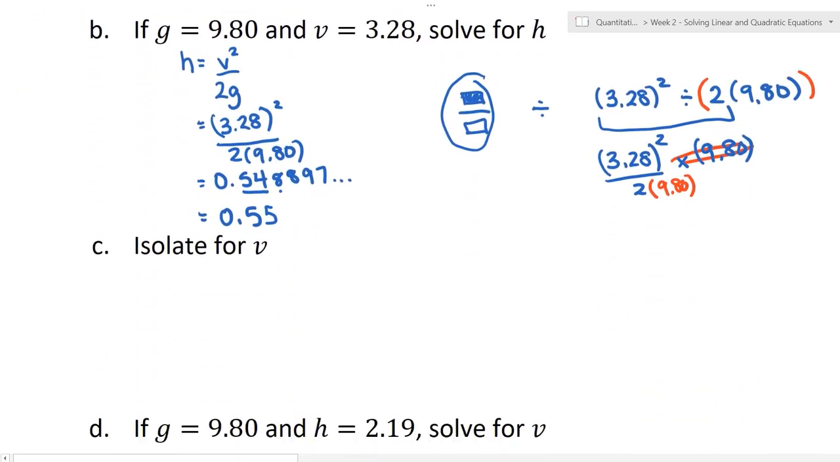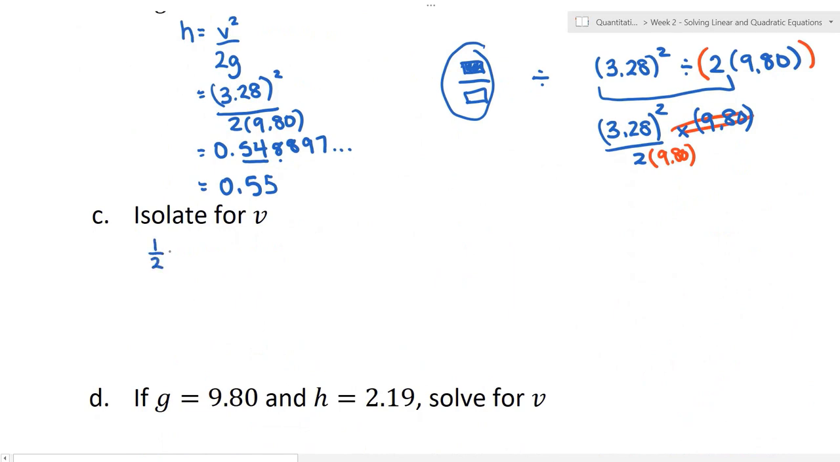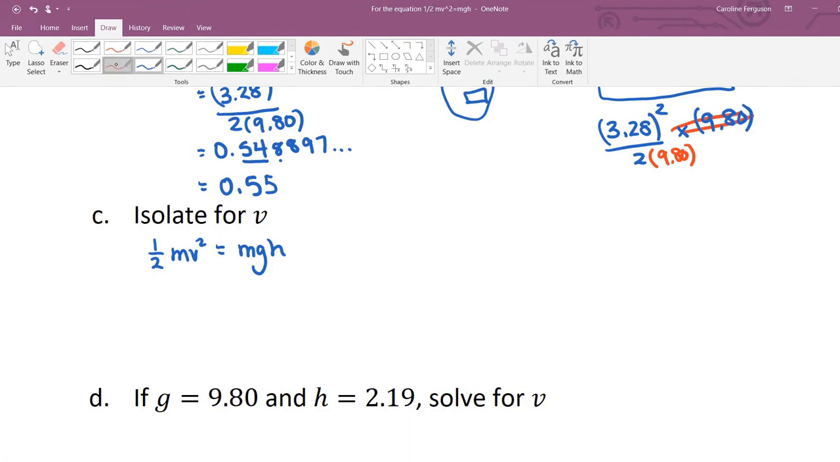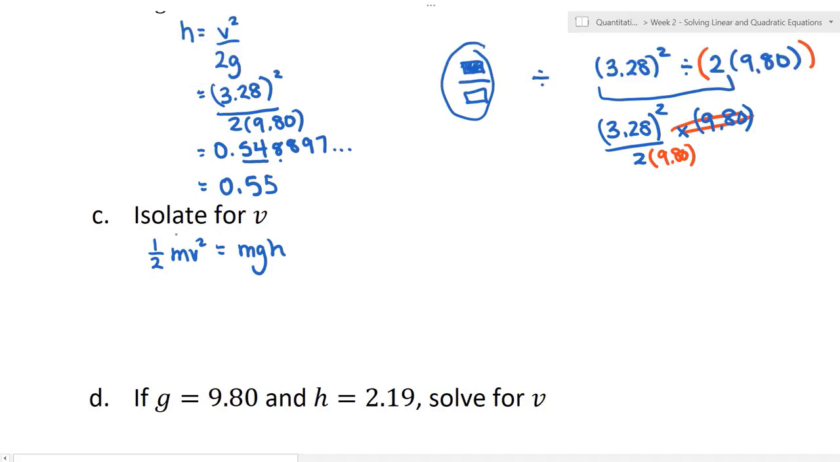1/2 mv squared equals mgh. And I want to isolate for v. Okay, so I'm going to rearrange the equation so that the v is on its own. So I need to get rid of the 1/2 and the m. Okay, so I can do them at the same time if I want, or I can do the 1/2 and the m separately if I'd prefer. Let's do them all at once. I'm going to get rid of the 1/2 m by dividing both sides by 1/2 m, because they're being multiplied by the v squared.